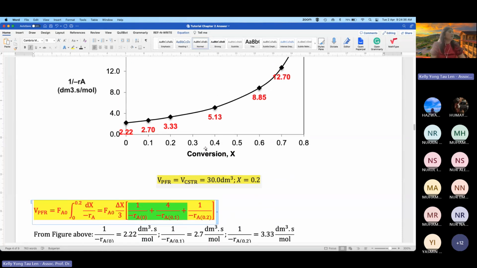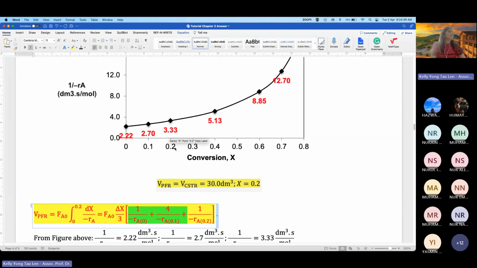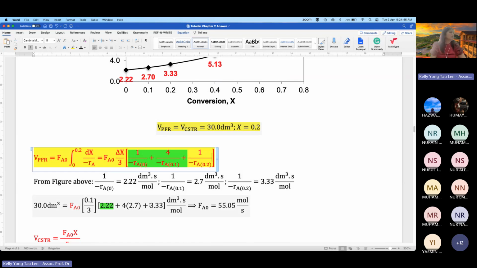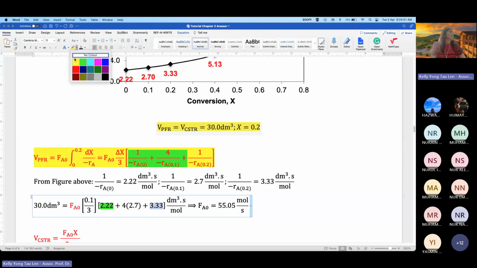So again, you can go to the plot. When my x is 0.2, my 1 over minus RA is 3.33. So I can directly substitute into the back point as 3.33. Okay, so here is 3.33. Done, right?